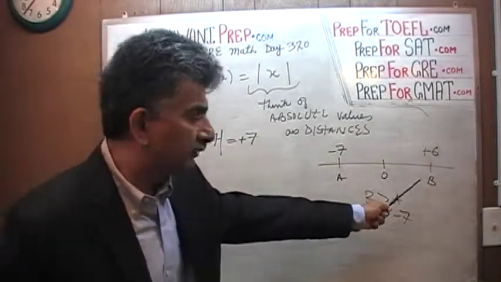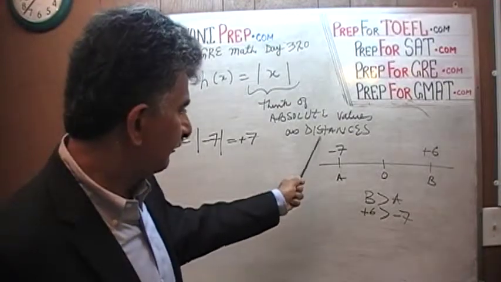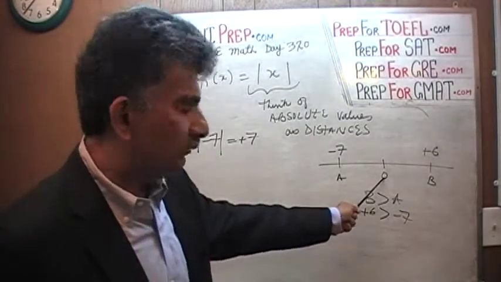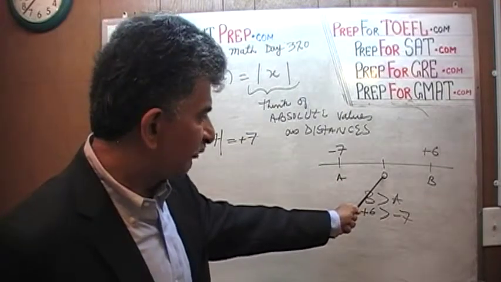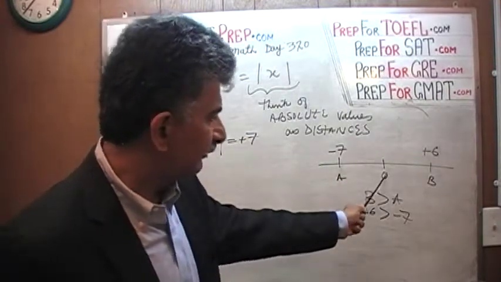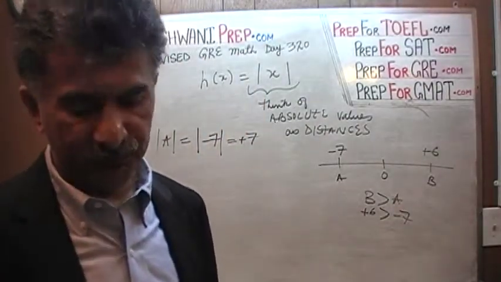Therefore, A is bigger than B, because the distance from 0 to A is greater than the distance from 0 to B. That's all. That's all absolute value means.